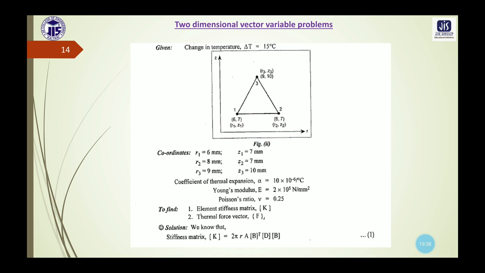And the coefficient of thermal expansion alpha is given as 10 into 10 to the power minus 6 per degree centigrade. Then Young's modulus E is given as 2 into 10 to the power 5 Newton per millimeter square. Then Poisson's ratio is given as 0.25. So we need to find the element stiffness matrix, that is K, and the thermal force vector, that is Ft.